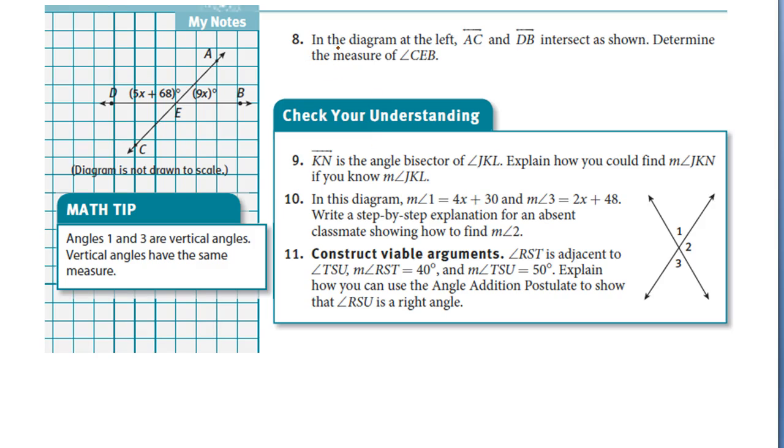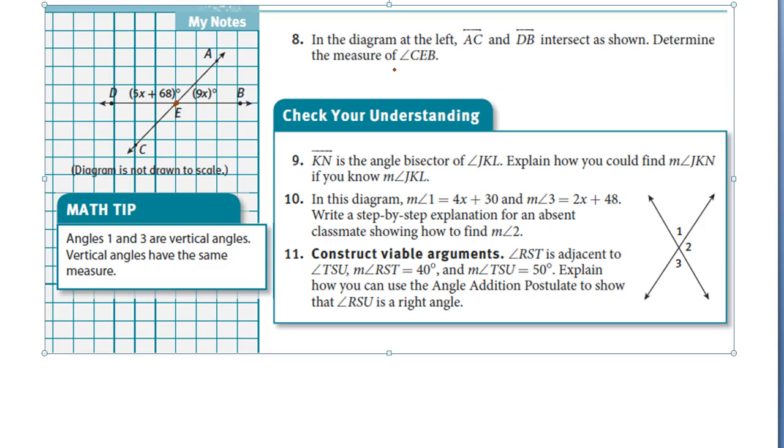Now, question 8. In the diagram at the left, so this picture over here, line AC and line DB intersect as shown. Looks like they're intersecting here at point E. Determine the measure of angle CEB. So CEB. We're looking for this angle right here. And what I notice is that this angle and this one have algebra expressions. Do you see that straight line across there? We can use that idea about supplementary angles.